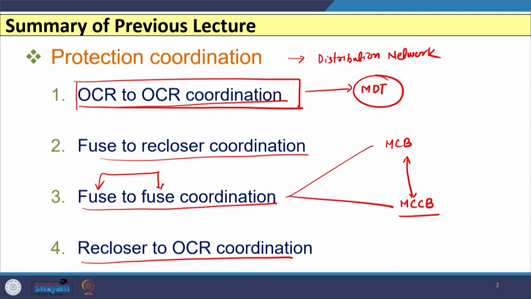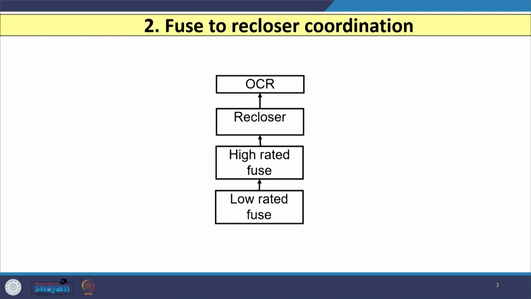Now, let us consider the second point, that is the coordination between fuse and recloser. Before we start this coordination, the hierarchy is very important. First comes the low rated fuse, let us say its rating is very small, then we have the high rated fuse, and then we have the recloser, and the last comes the overcurrent relays.